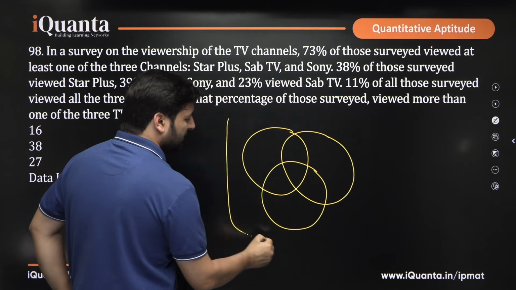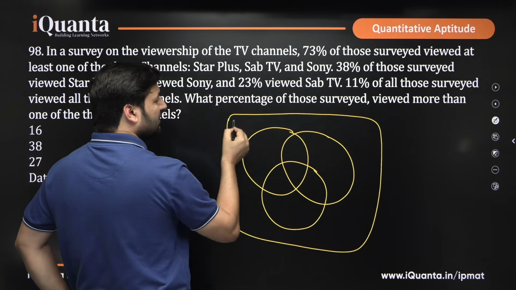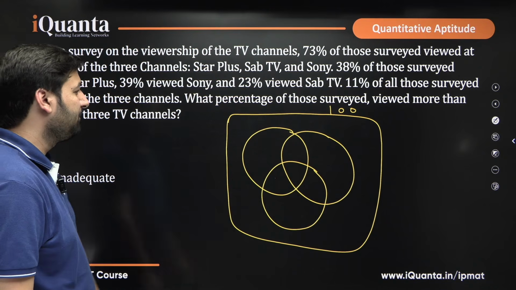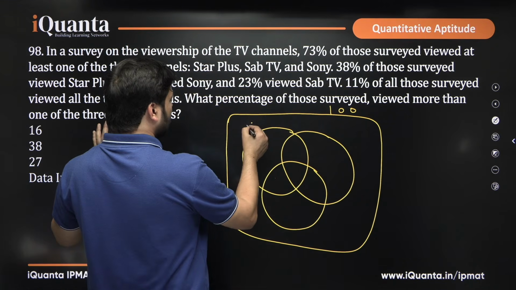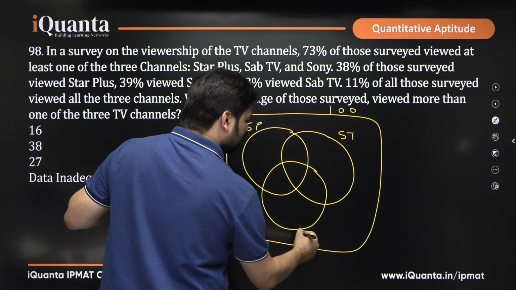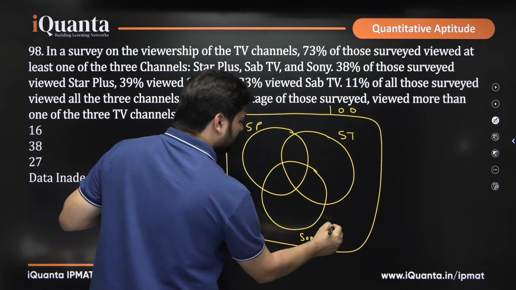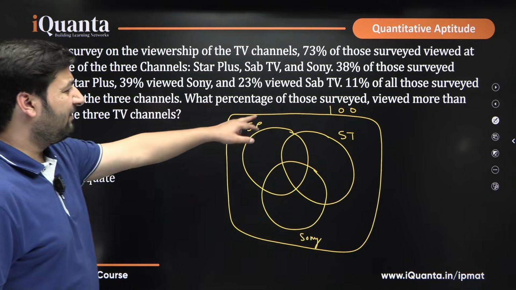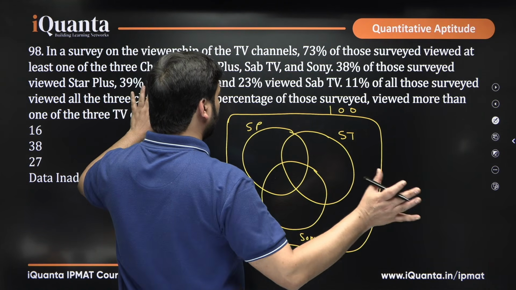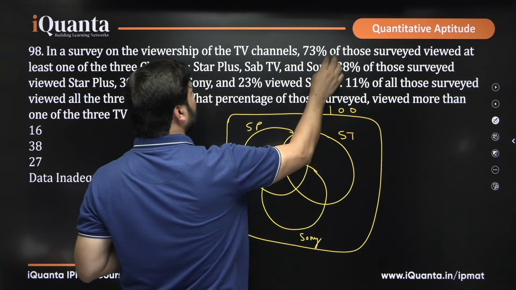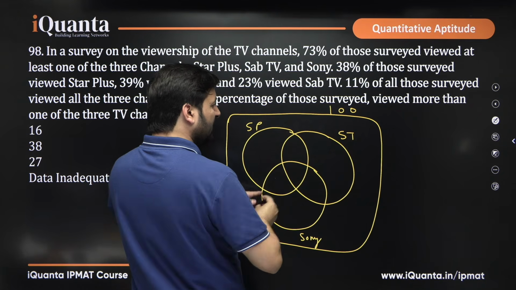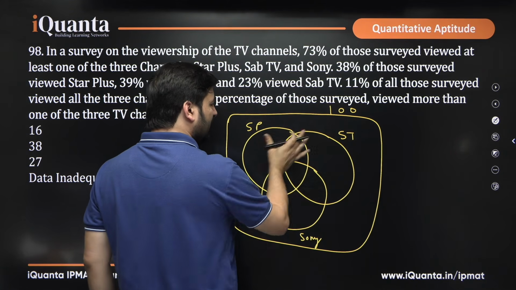You know that there are 100% people that are being surveyed. So, this entirely should be equal to 100 because 100% that means 100, okay. Let us say that this is Star Plus, this is Sub TV and this is Sony, okay. 11% of all those surveyed viewed all the three channels, okay fine. Before that we had 73% of those surveyed. These are the people who were surveyed. So, that means only 73%, all of these will add up to 73.